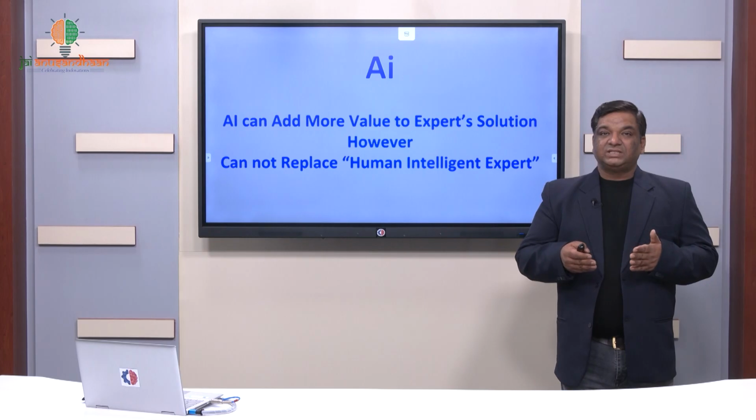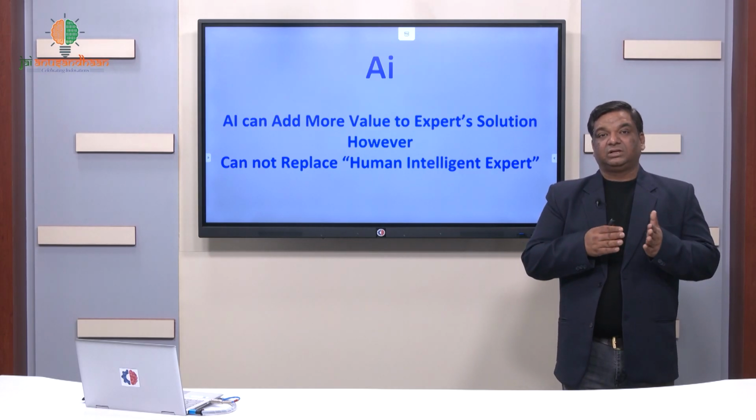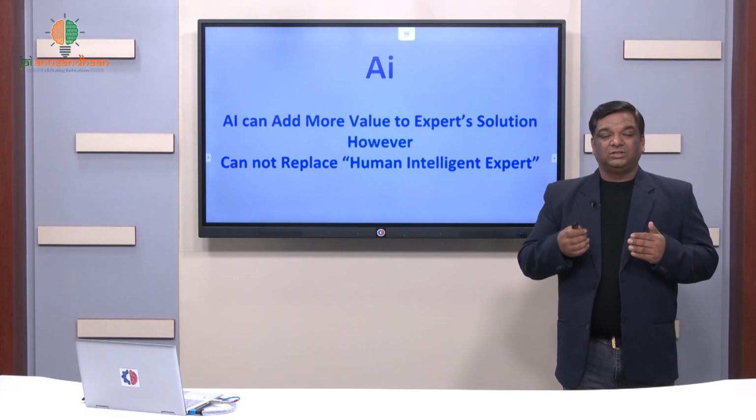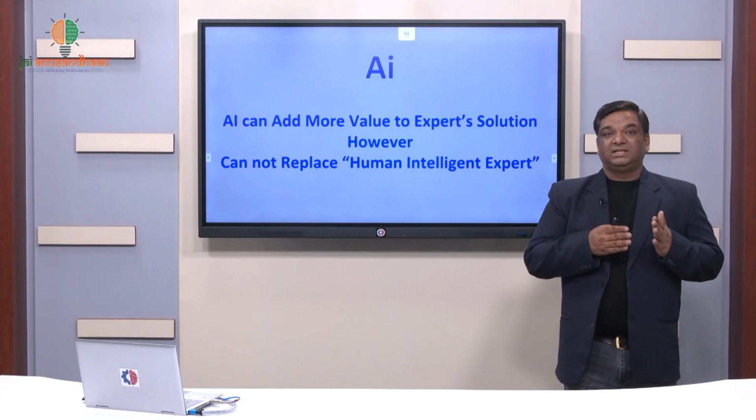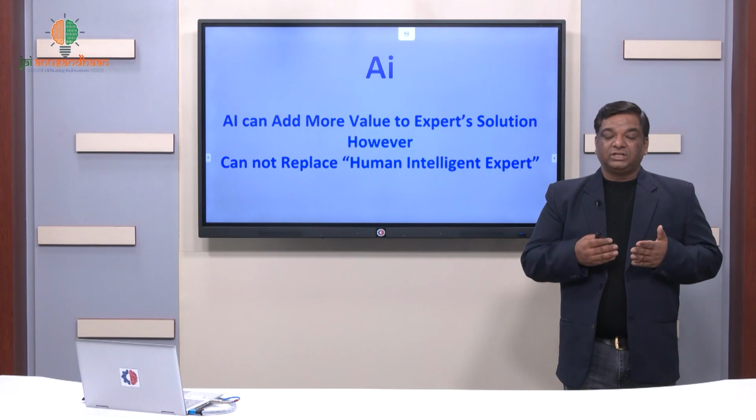So AI can add more value to the expert solution. However, it cannot replace human intelligence. As we discussed in the earlier example, the banking expert's role was quite important for the consumer, because the consumer was coming for the loan or the policy, but the final decision has to be taken by the banking officer or the expert. Now with AI, what is going to happen?